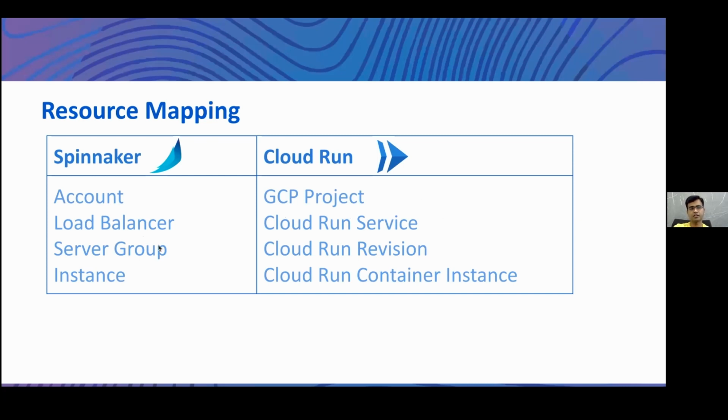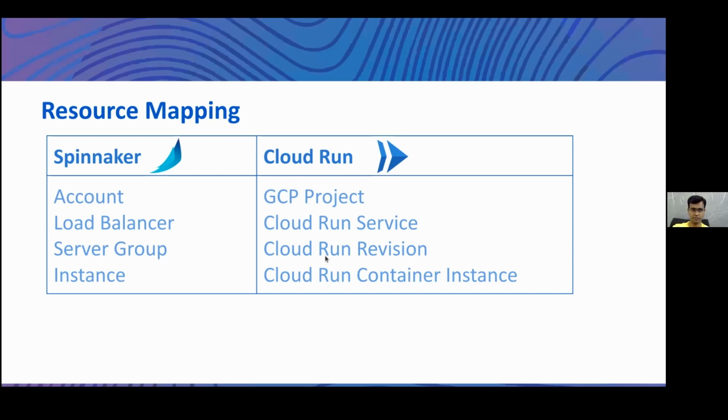And then we have server group. In Spinnaker, a server group is a collection of instances of the running software. And the running software in Cloud Run is the containers, and it is represented by revision. So a revision contains a group of container instances. You can have multiple revisions within a service, and traffic can be split across those revisions.